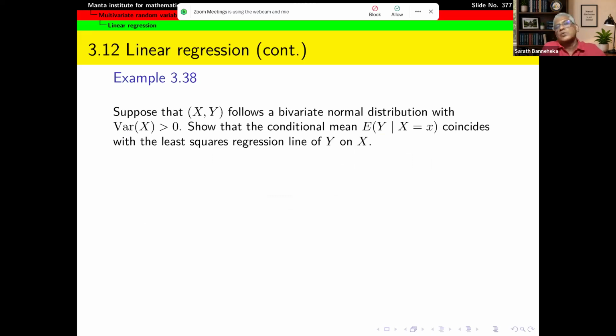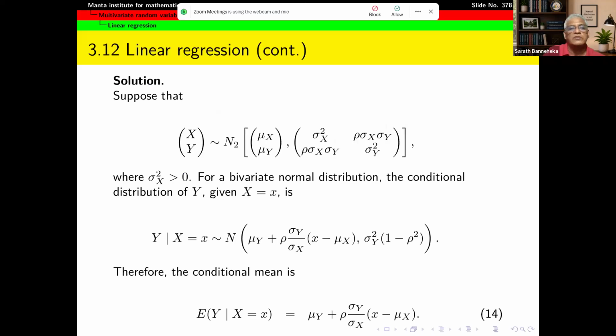Okay, now let us look at one or two examples. Suppose that x and y follow a bivariate normal distribution with variance of x greater than 0. Show that the conditional mean, the expected value of y given x, coincides with the least squares regression line of y given x. So this is a special case, where the conditional mean of y given x is actually going to be the same as the least squares regression of y on x.